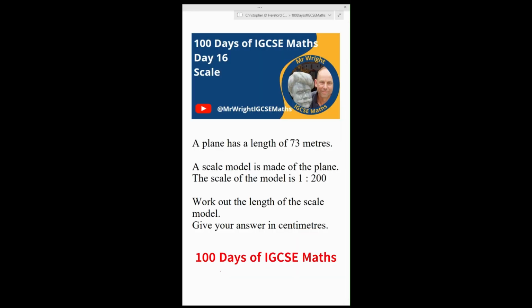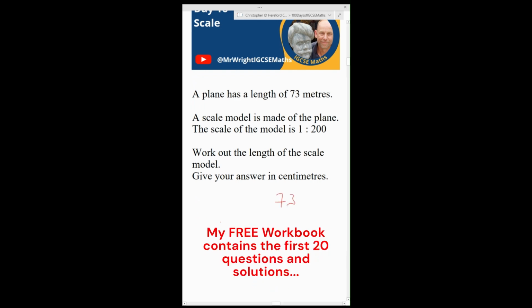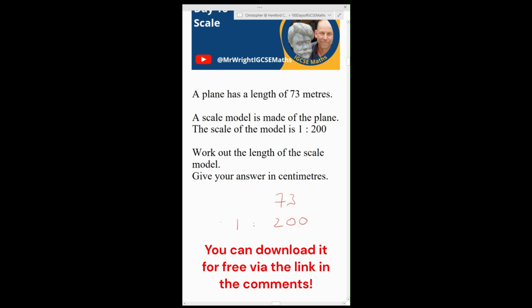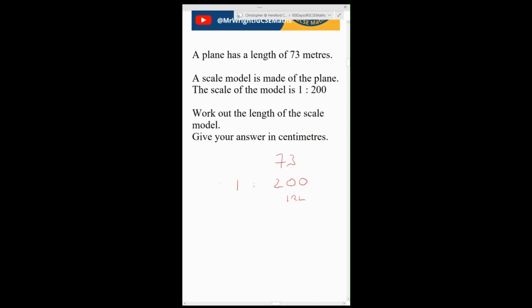A chance to pause. So I've got a length of 73 meters and I'm using the scale of 1 to 200. So 200 meters in real life would be 1 meter on my scale model. So to work out what 73 meters will be, I'm simply going to do 73 divided by 200. On my calculator for that, I get the answer 0.365. So it's 0.365 meters or 36.5 centimeters.